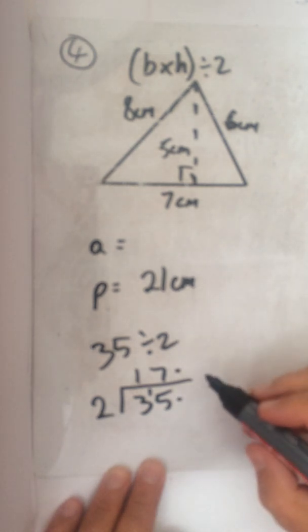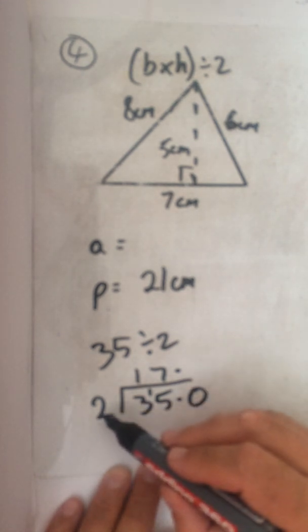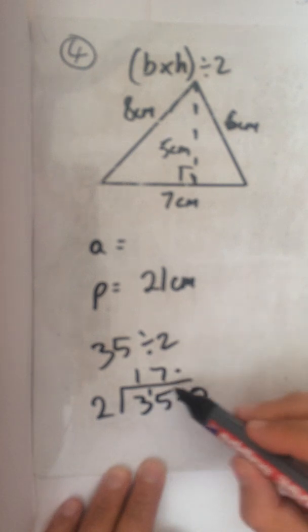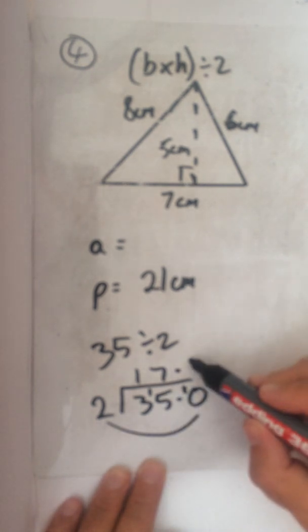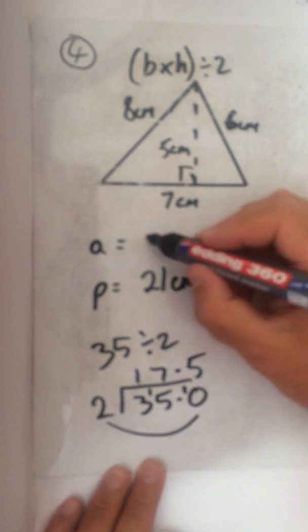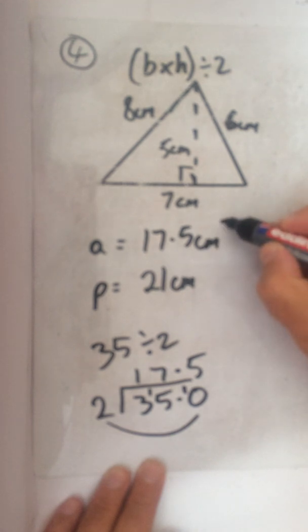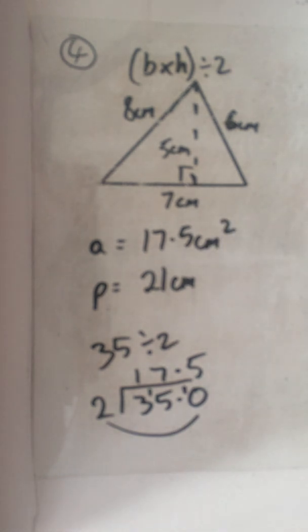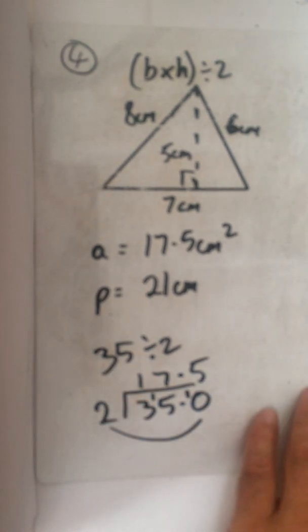Now remember what we do here. With our remainder, we're just going to put another 0 there. How many 2's are in 15? 7 remainder 1, we just carry that remainder forward. How many 2's are in 10? 5. So we get 17.5 centimeters squared, and we need to put that squared in, okay? Some of you will be able to halve that in your head, and that's fine.